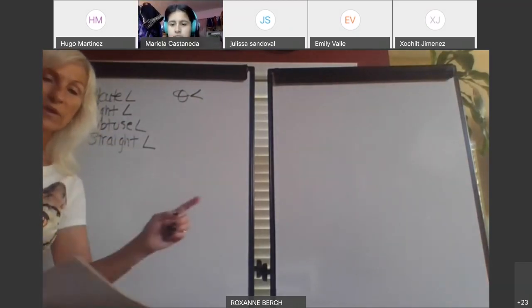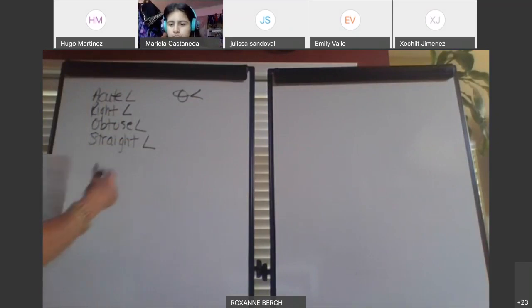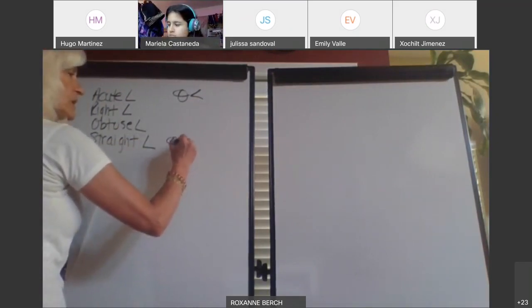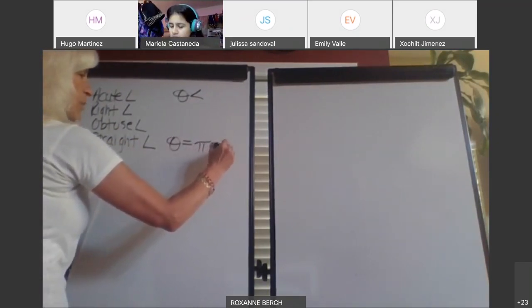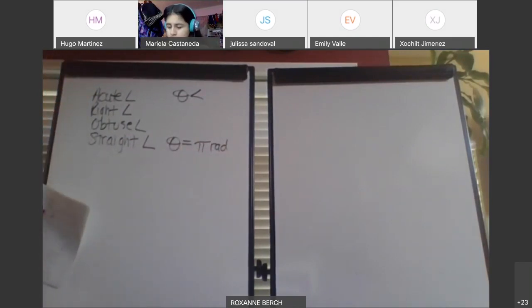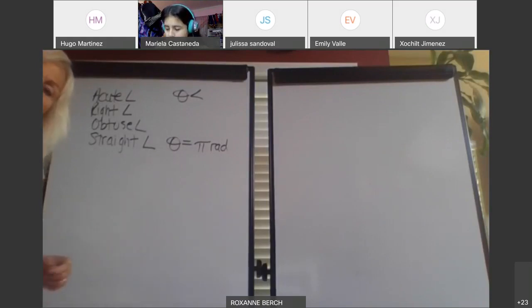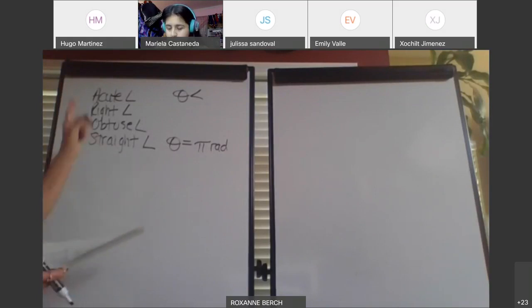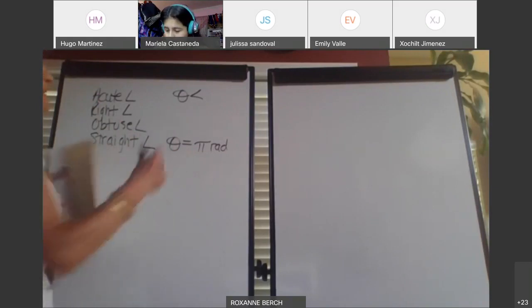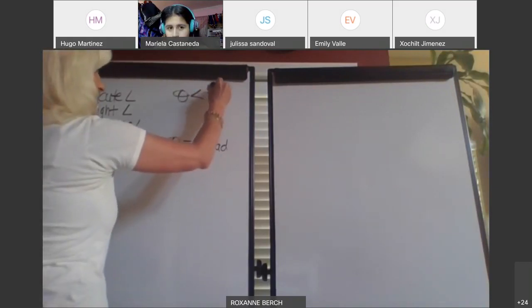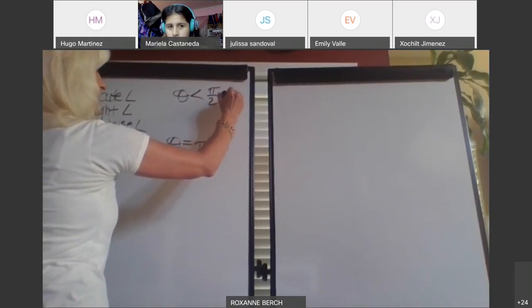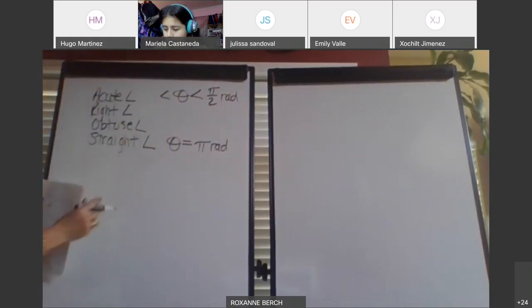Remember that we saw that a straight angle is equal to pi radians. So we discovered what pi actually means. It's 3 radians plus a little bit more, which is a straight angle. So therefore, an acute angle, half a pi would be pi over 2. So the angle would have to be less than pi over 2 radians, and it would have to be greater than 0 radians.